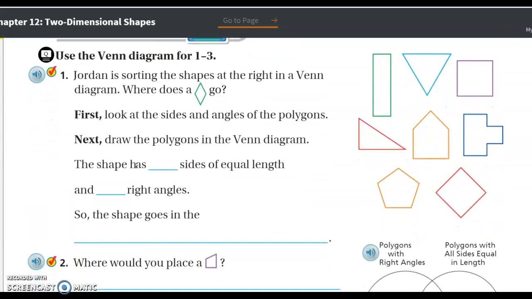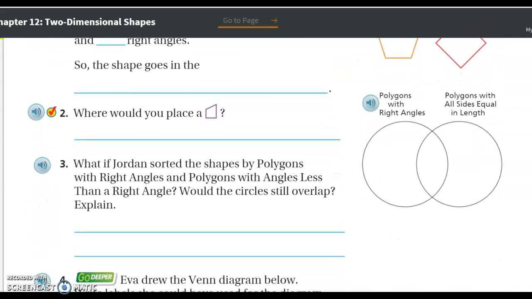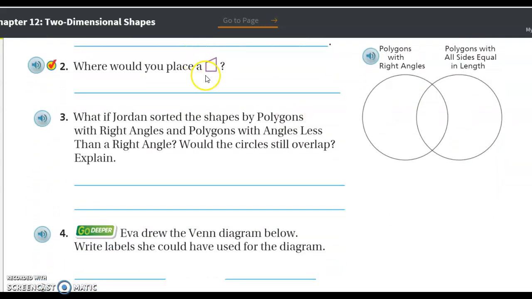All right, back to my scroll down. Then number 2, where would you place this quadrilateral? So in this one right here, where would you place it? Now, obviously, I erased all mine, but you should still have yours. Does it have right angles? Does it have all sides of equal length? So think about that for a moment. Pause and draw where you think it should go.